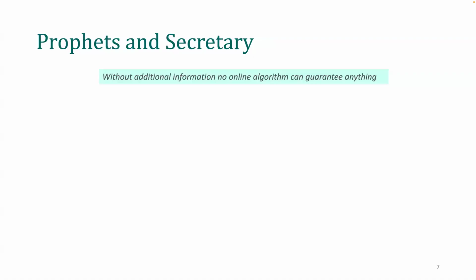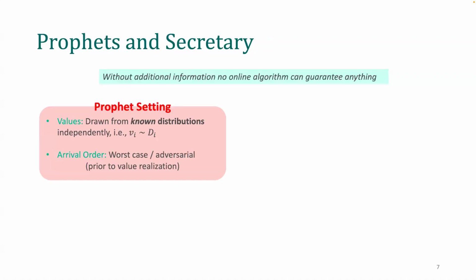So there have been many different ways to tackle this by looking at reasonable assumptions on the information that we have, especially through the lens of randomness and stochastic processes. One is the prophet setting, where the values V1 through Vn are actually drawn from some distributions. Each Vi is drawn from a distribution Di, and we know the distributions beforehand, even though we don't know what exact value realization we will see. You can think of the values as arriving in some worst case or adversarial order, and these orders are decided before the realizations of the values.